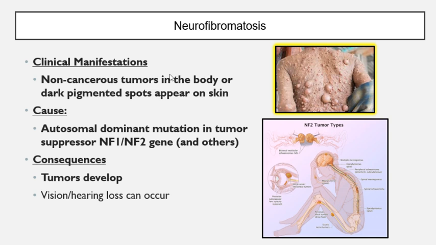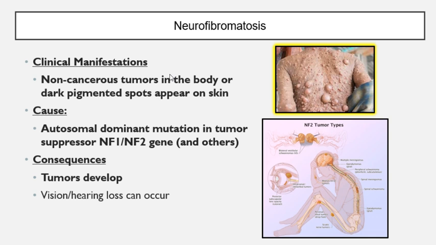Neurofibromatosis is a condition where you have a whole bunch of non-cancerous tumors that form all over your body, specifically in pigmented spots. And so you can see this is a really, really bad version of it. It's usually not that bad, but you can see all these tumors on this person's back, but they can pop up all over the body.